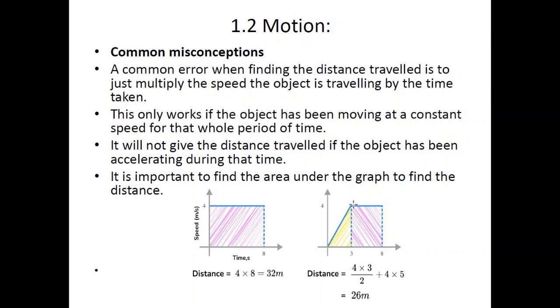This portion of the graph is a right angle triangle, so we are going to use the area of triangle formula: half base into height. Base is 3, height is 4, so 4 into 3 is 12, divided by 2, or multiplied by half, would give you 6.